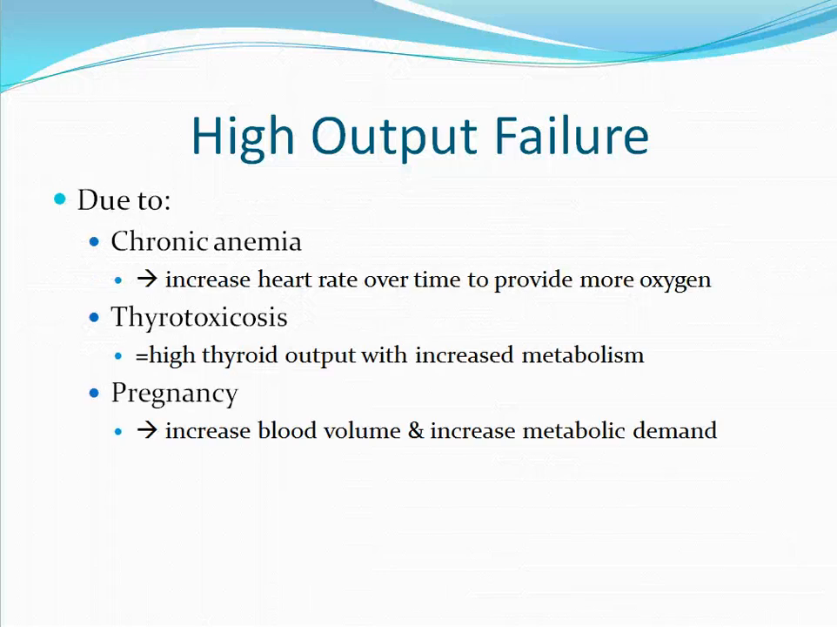These high demand states may be due to chronic anemia. With chronic anemia, this will cause an increase in heart rate over time in an attempt to provide more oxygen to the body. Another demand state is thyrotoxicosis. This is high thyroid output with an increased metabolism and an increased need for an extraordinary blood supply to meet the demand. And finally, pregnancy. When one is pregnant, you have an increase in blood volume as well as an increased metabolic demand.